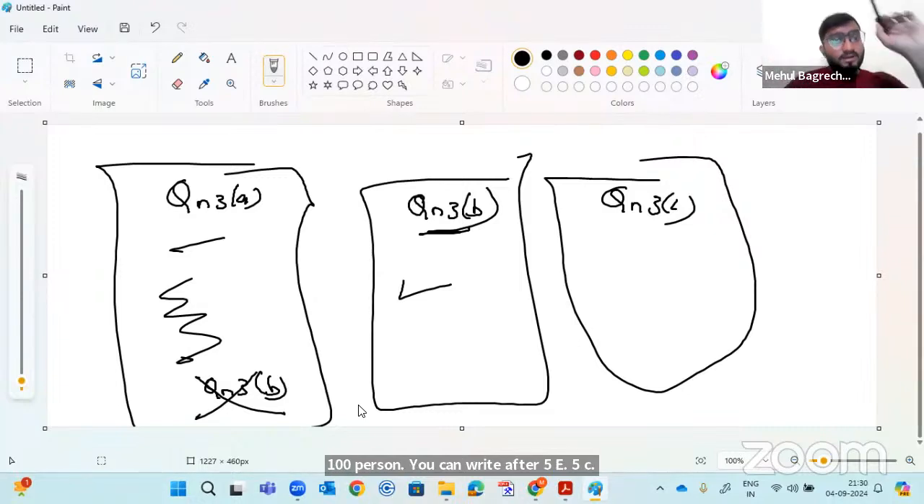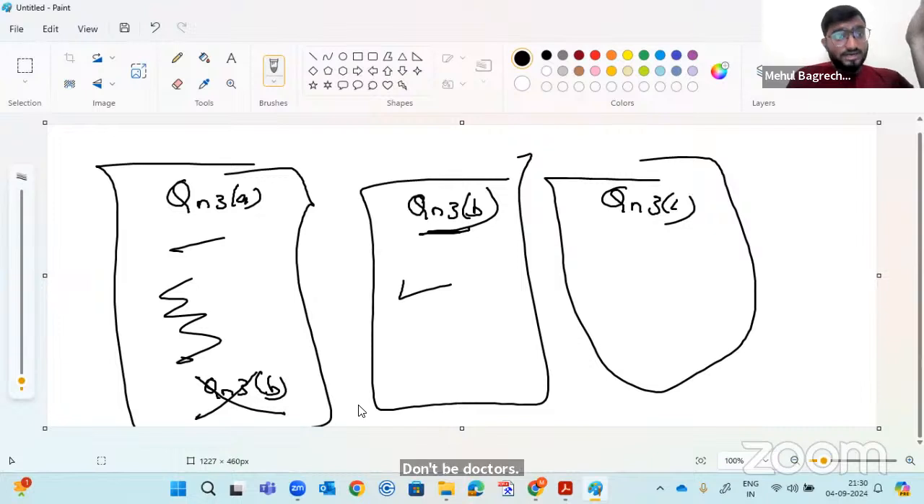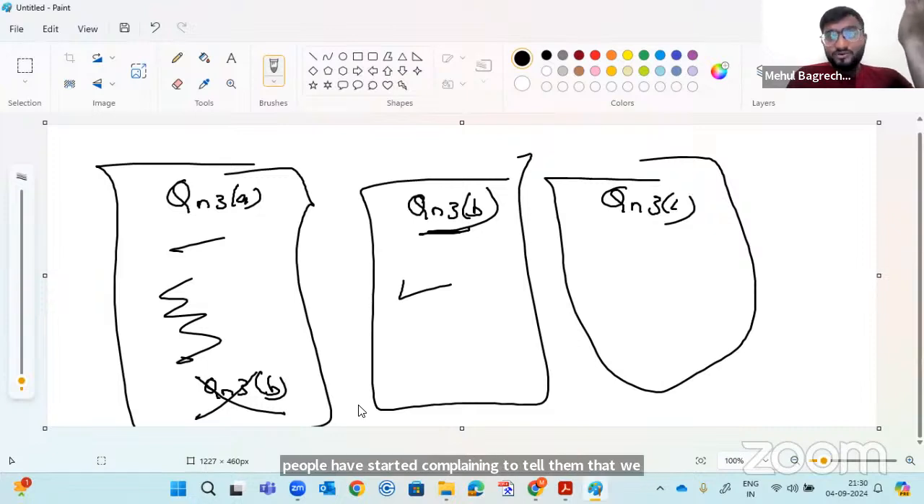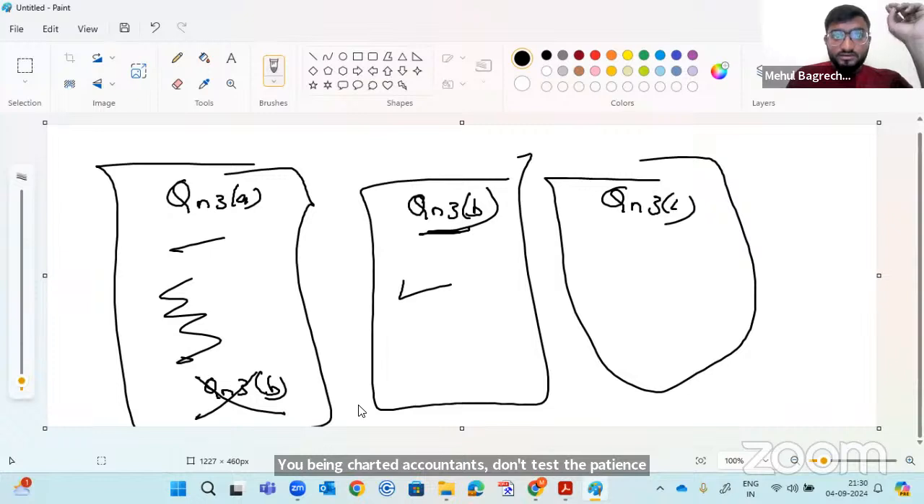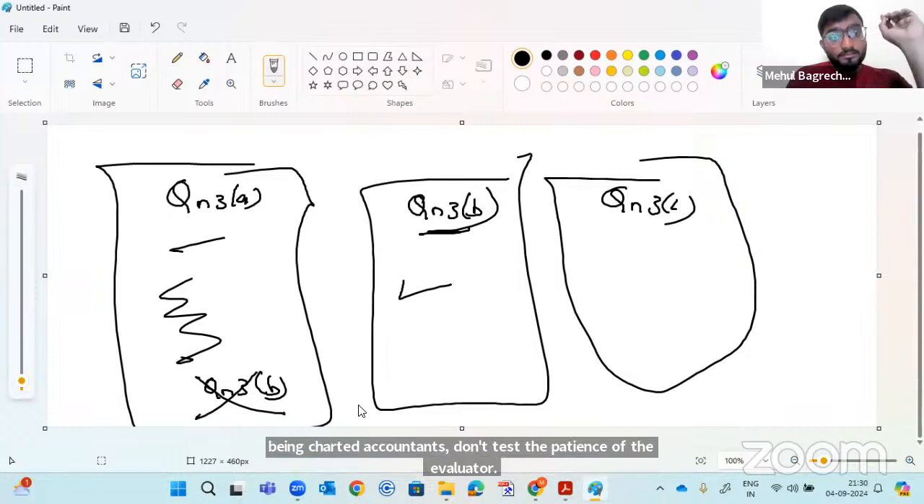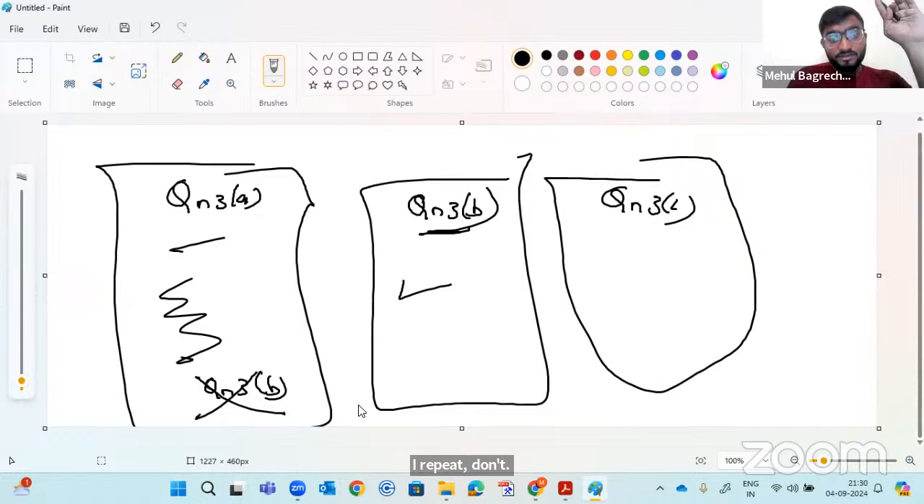Handwriting. Don't be doctors. Nowadays, even doctors are writing fairly well because people have started complaining that we don't understand what prescriptions you are giving. Are you giving paracetamol, or some other drug which we don't understand? You, being chartered accountants, don't test the patience of the evaluator. I repeat, don't play treasure hunt with him in your answer script. He will never find any treasures then.